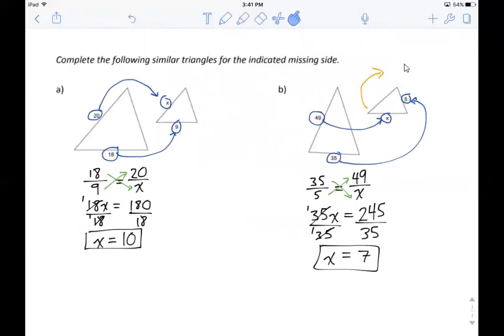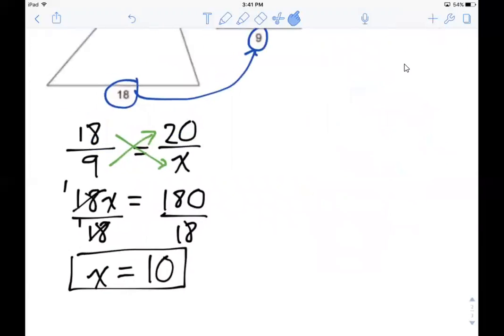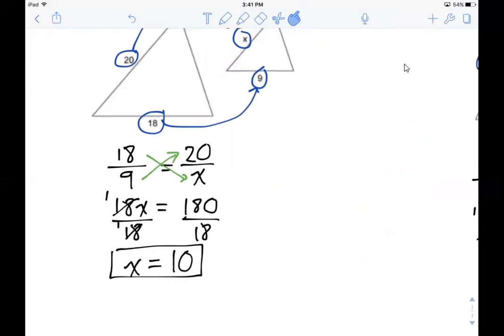So if we just step back for a second and review that overall process, we need to set up a statement that has one fraction equal to another fraction. And we'll always have one unknown piece in one of those fractions. But the other fraction should be complete. In other words, we know both pieces. So in the first example, the 18 over 9 was our complete fraction that we knew, and we knew that that was equal to 20 over x that had a missing piece to it. As long as we can set up a statement like that, we use cross multiplication to finish it off.